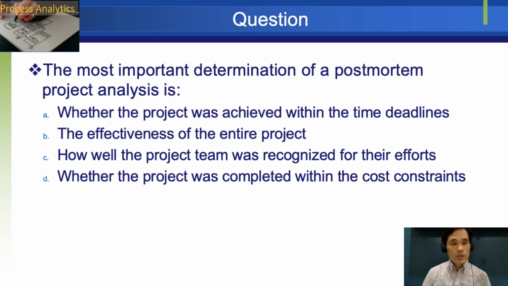Here's a quick question. The most important determination of a post-mortem project analysis is A, whether the project was achieved within the time deadlines. B, the effectiveness of the entire project. C, how well the project team was recognized for their efforts. D, whether the project was completed within the cost constraint. These are all important. However, most important thing is the effectiveness of the entire project, right? So remember the last point that I mentioned.